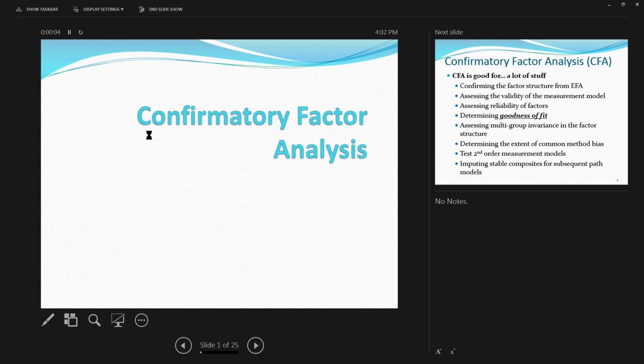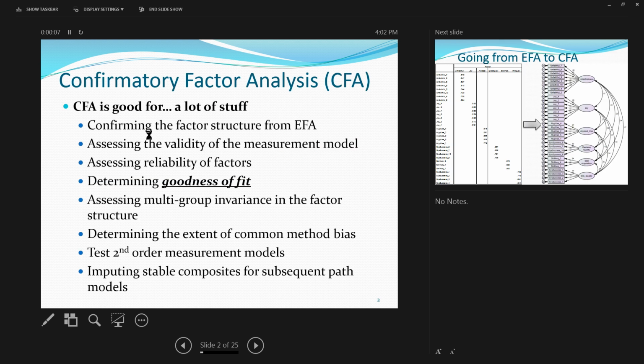Confirmatory factor analysis. Today we've been exploring the measurement model, and now we're going to confirm that measurement model. CFA is good for a ton of stuff, and that's why we were going to spend a whole day on it. You do so much in the CFA. For those of you who have done quantitative studies before, you spend 90% of your time, maybe 95%, building up to testing your structural model. You don't test any hypotheses until the last 5%.